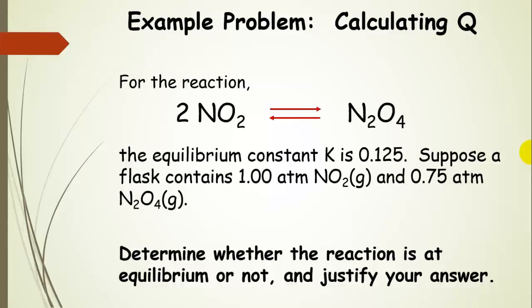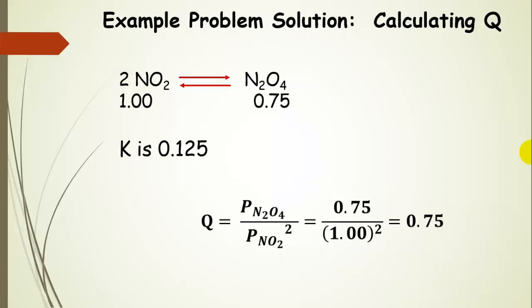So what do we do? Well, the first thing we're going to do is calculate Q. We have 1 atmosphere of nitrogen dioxide, so we're going to plug that into our Q expression, which remember is just the same thing as the equilibrium constant expression, except we can calculate Q at any time. We're going to put in 1 atmosphere to the second power because of this coefficient. And then we're going to plug in 0.75 for our product, dinitrogen tetroxide. After we calculate that, we're going to get 0.75.